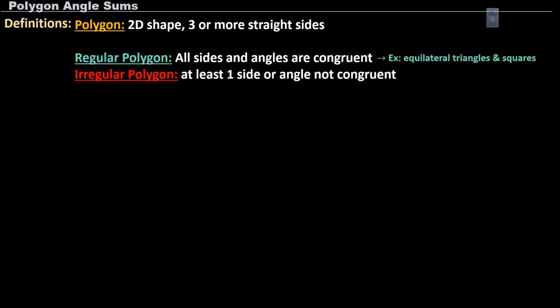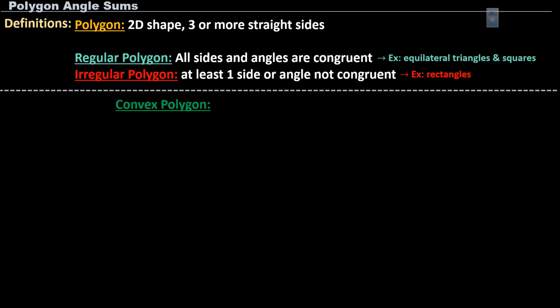Then you have the irregular polygon. And an irregular polygon is where there is at least one side or angle that is not congruent to the rest of the shape. So think about a rectangle. Even though a rectangle seems like it's a pretty normal shape, the fact that there is something that is not congruent means that it is technically an irregular polygon.